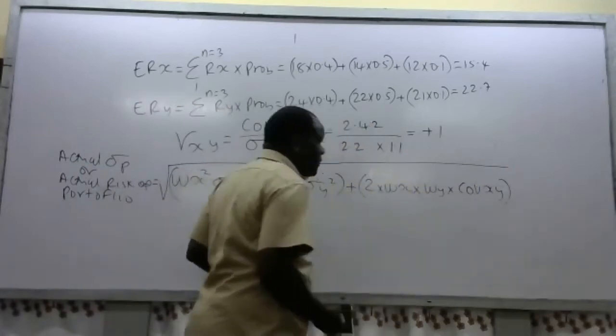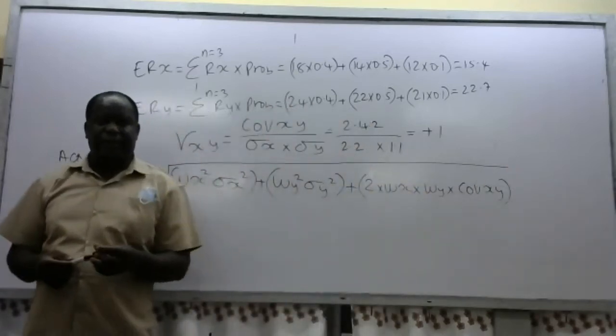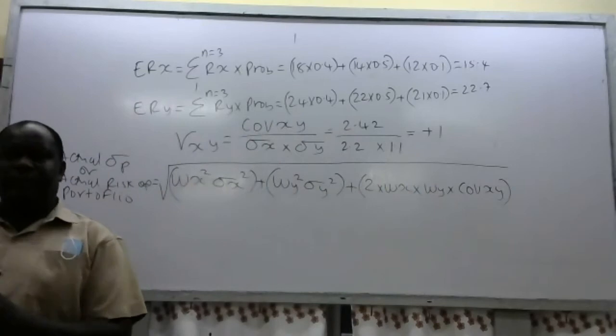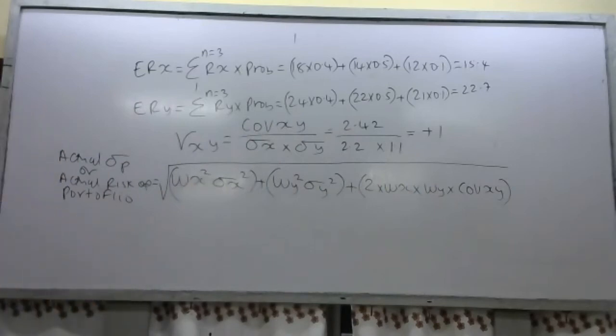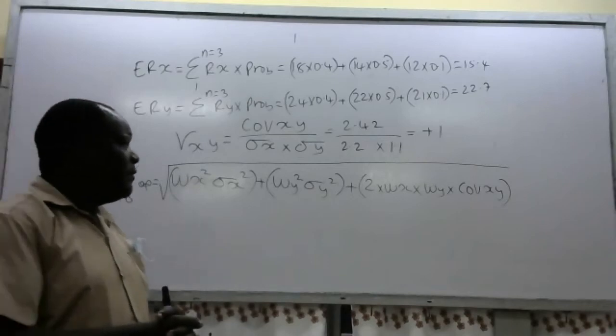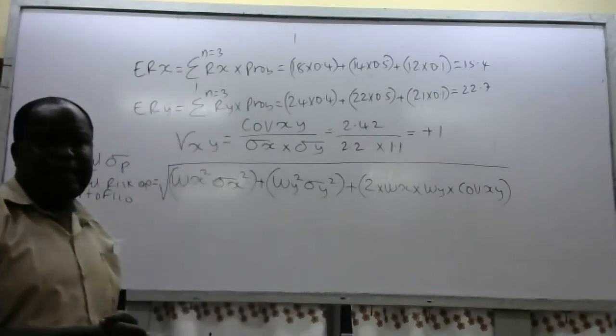We should be able to get the square root for that question. So weight of x squared, variance of x, weight of y squared, variance for y, then plus, in brackets, 2 multiplied by the weight for x, multiplied by the weight for y, also multiplied by the covariance between x and y.